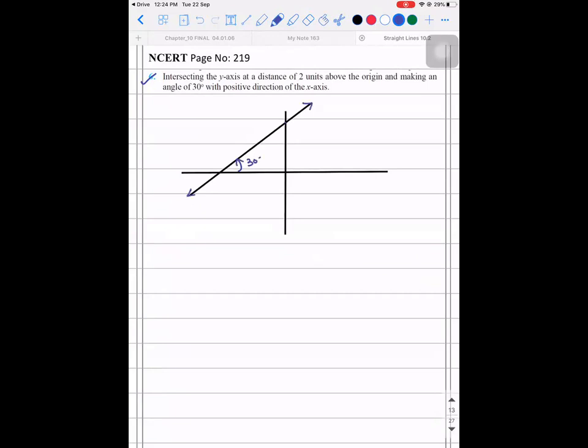30, this is there. What is this point? This point is (0, 2). Right? So slope is also given. So what is the slope here? Tan 30, which is 1 by root 3.